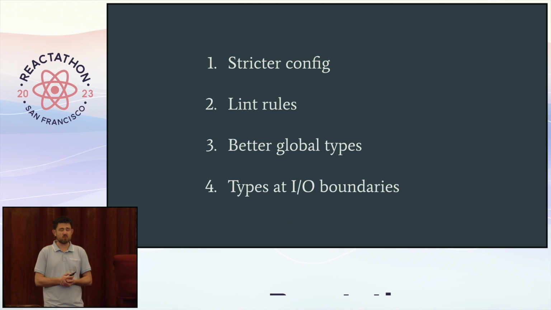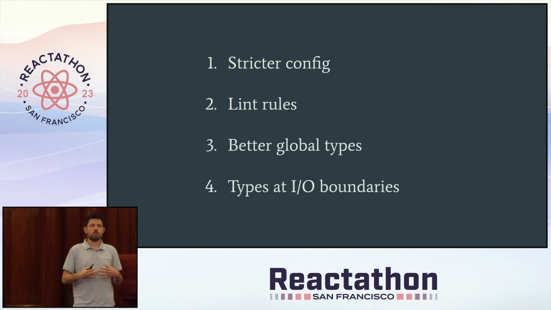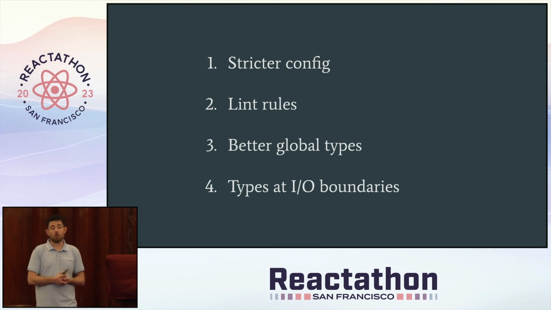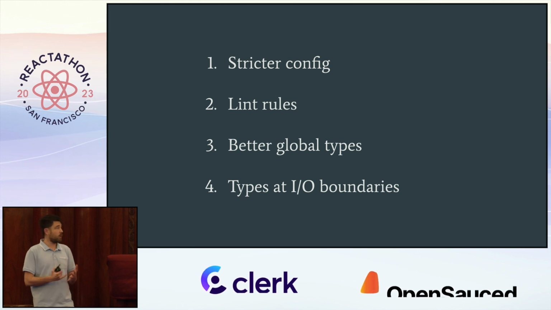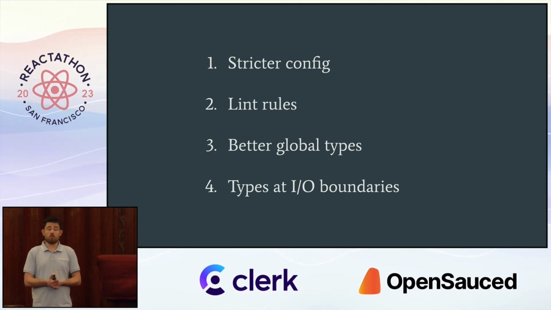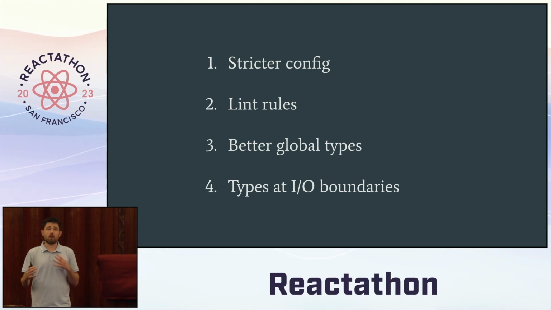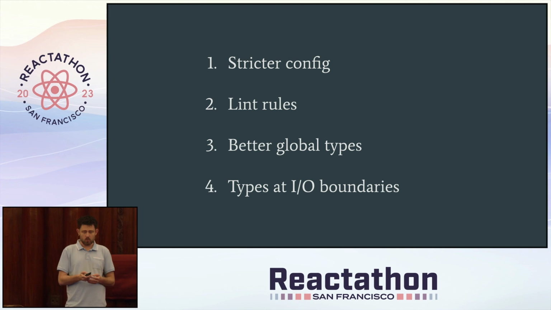Broadly speaking, there's 4 things that we can do as developers. Because we can't change the language unless we want to make a pull request to TypeScript. But what can we do? We can make sure that we have stricter config, and we can mess with our tsconfig a bit. We can add some lint rules to prevent us from doing some bad things. We can do some stuff with global types that I'll show you in a moment. And then the big one is, what can we do with the I/O boundaries? What can we do with data that comes from the outside world?